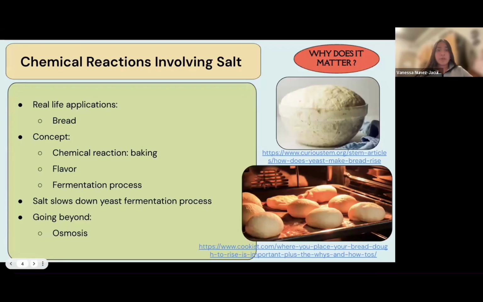Now that we have gone through some chemical reactions and examples involving salt, I'd like to reiterate that salt can also be found in natural forms such as fresh water and salt water. Now, Jack will talk about the solubility and molarity of salt water.